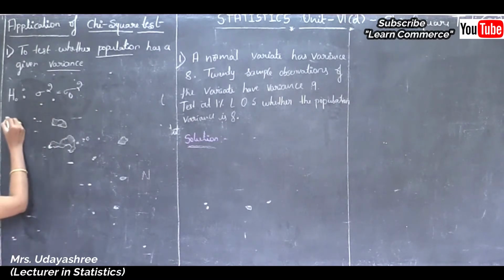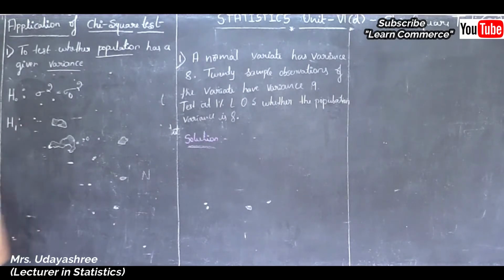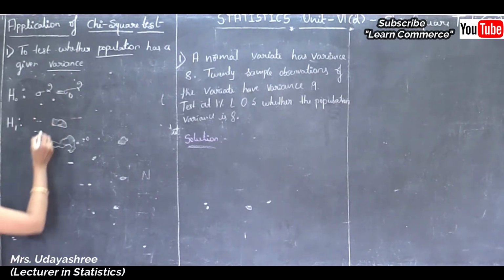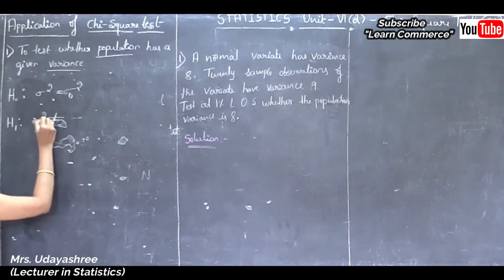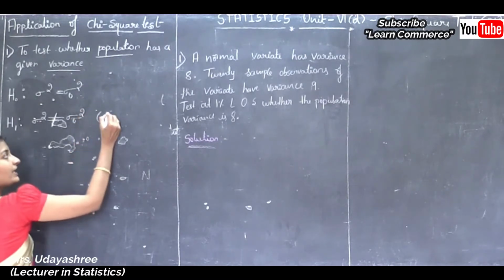Then what is step 2? Step 2 is setting up of the alternative hypothesis, which is denoted by H1. This alternative hypothesis is the possible rejection of the null hypothesis. So what are the possible rejections here? The null hypothesis is equal to, so the first possible rejection is not equal to, so we can say sigma square not equal to sigma naught square. So this is a two-tailed test.